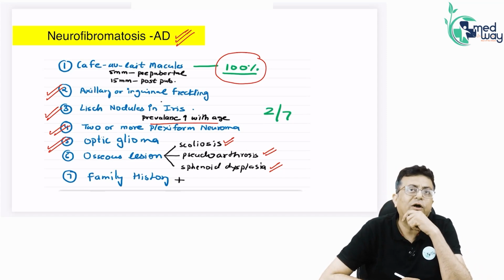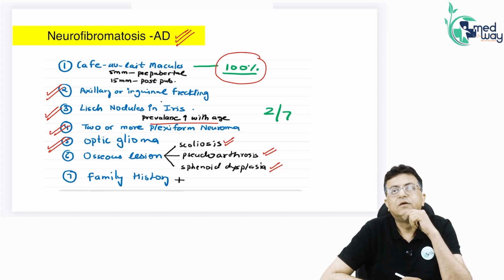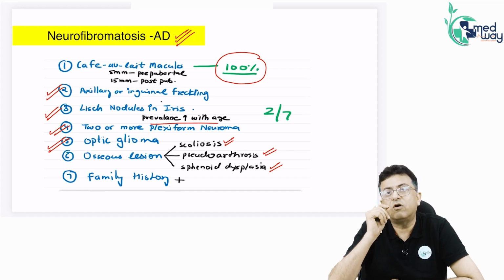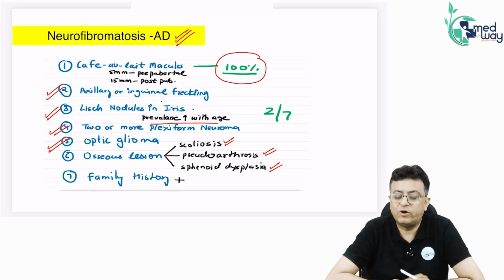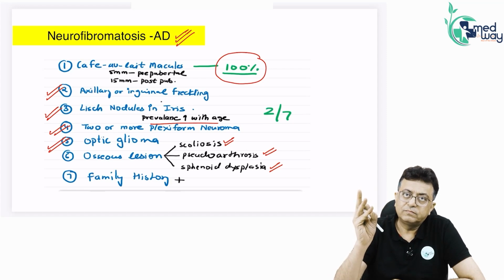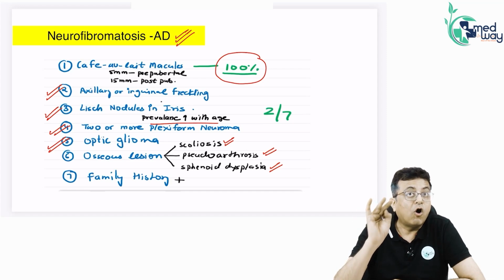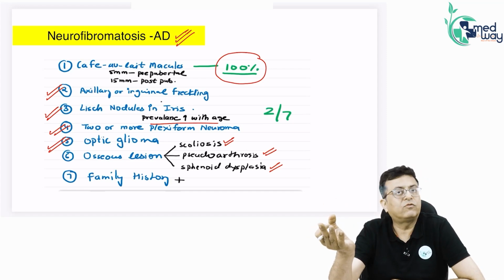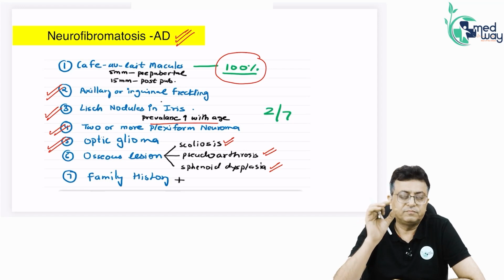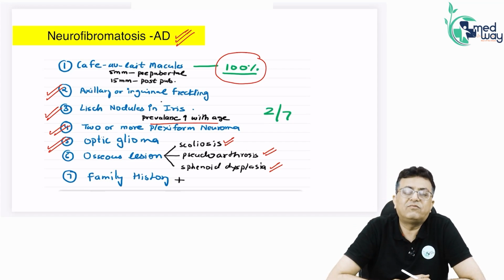These are the 7 points of neurofibromatosis. Cafe-au-lait spot, axillary freckling, Lisch nodule, plexiform neuroma, optic glioma, osseous lesion in the form of scoliosis, pseudoarthrosis, sphenoid dysplasia, family history present.